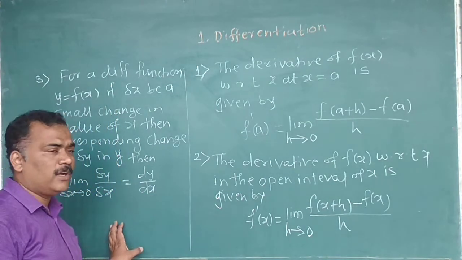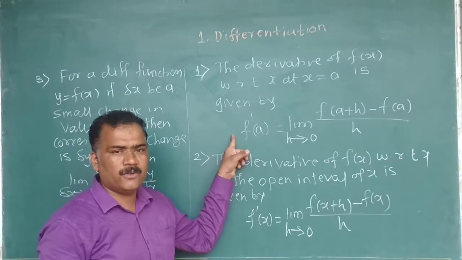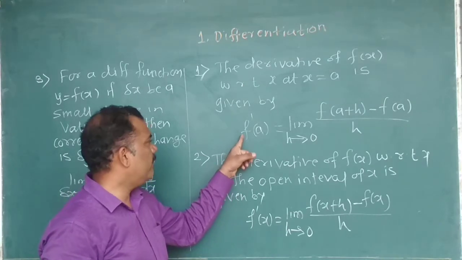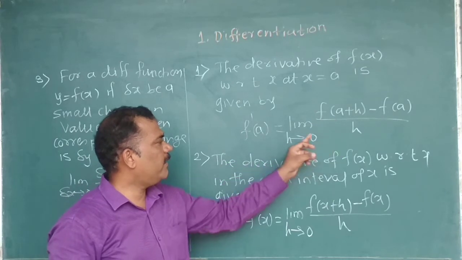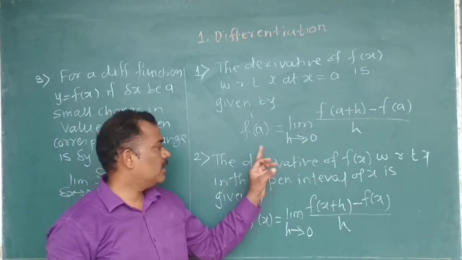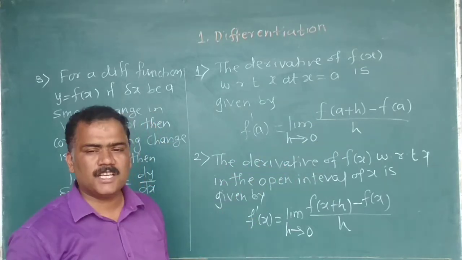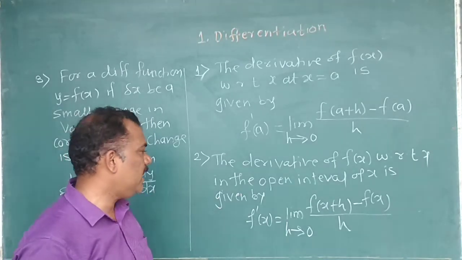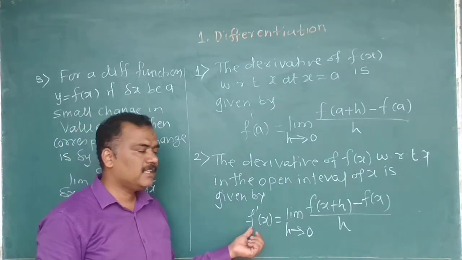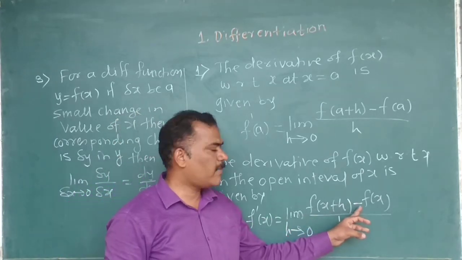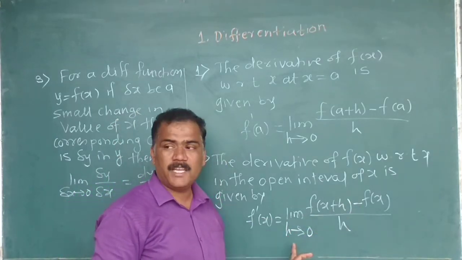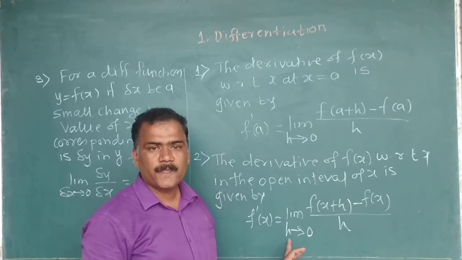In the 11th standard, we discussed the first principle of derivative at x is equal to a, f dash of a is equal to limit of f of a plus h minus f of a divided by h, limit as h tends to 0. Next, the first principle of derivative at any value of x, that is f dash of x is equal to limit of f of x plus h minus f of x divided by h, limit as h tends to 0.